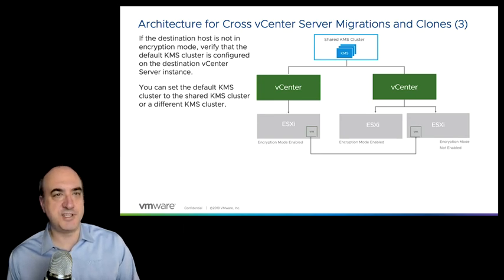For cross vCenter migrations, if the destination host is not in encryption mode, verify that the default KMS cluster is configured on the destination vCenter. You can set the default KMS cluster to a different KMS, but if it's the same KMS cluster, then you have these operations that we're looking for, being able to migrate or clone from one vCenter to the next.